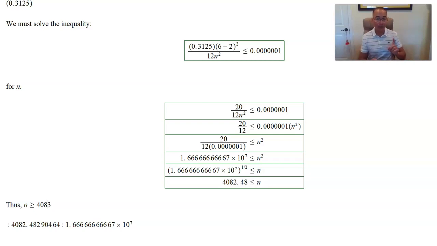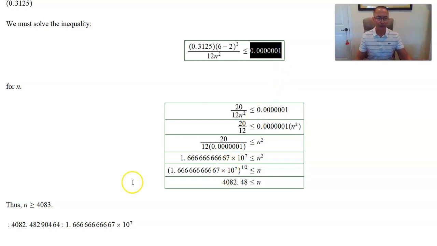N has to be a whole number bigger than that number. The smallest whole number bigger than that number is 4,083. If you said 4,084, sure, that also works. But this is the smallest integer that you would have to subdivide that interval in order to get an accuracy of at most this really small amount.